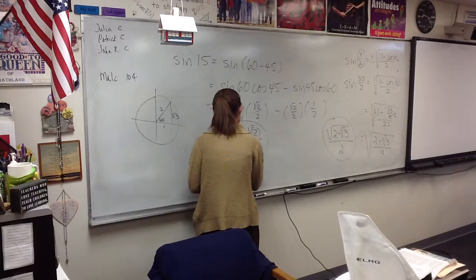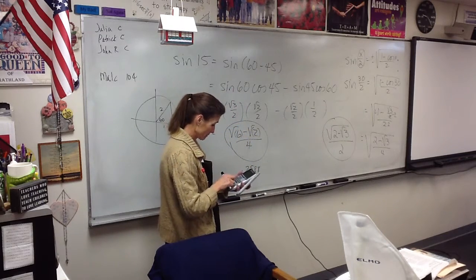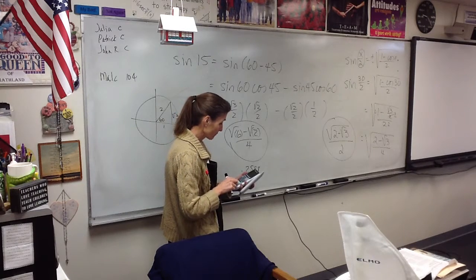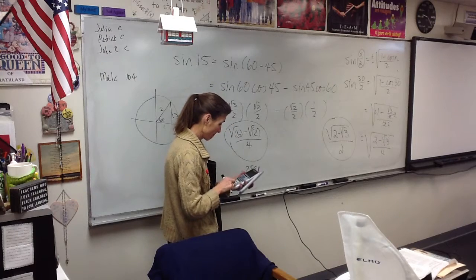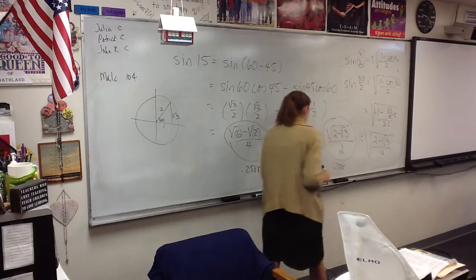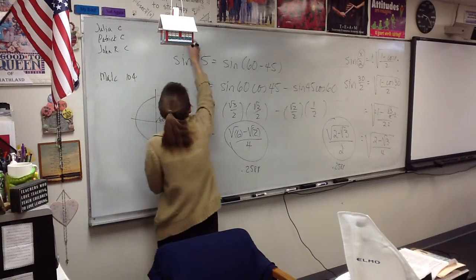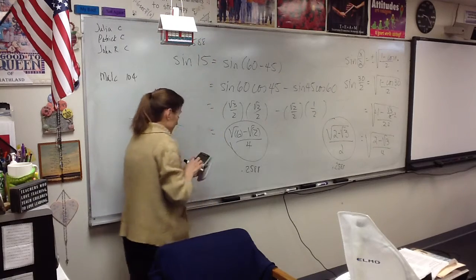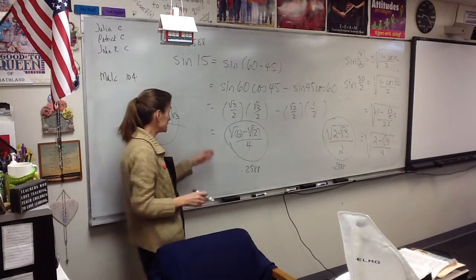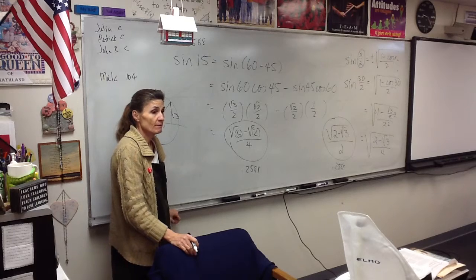I got 0.2588 for this one. Tell me if that's what you got. Oh my goodness gracious, I got 0.2588 for this one. And now just for kicks, I'm going to press sine 15 on my calculator. And sure enough. So we got two very different looking answers, but they do indeed give me the sine of 15.